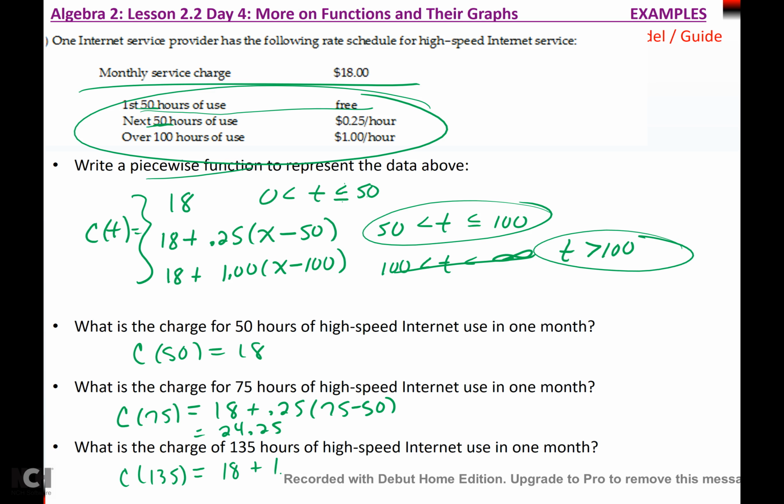For 135 hours, that puts me in this bracket, so the charge for 135 hours is going to be the $18 plus $1 times my 135 minus 100, because I went 35 hours over. So 18 plus 35, my bad, is going to be $53. I hit times, silly. And your bill was $630. And I was like, whoa, no, plus. Okay, 18 plus 35, $53.